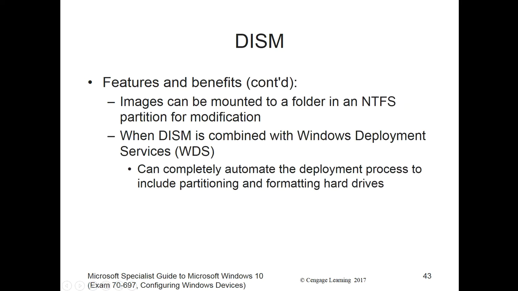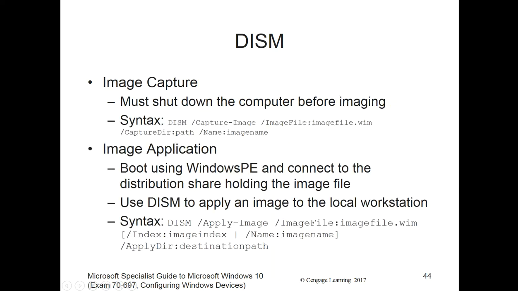Images can be mounted to a folder in an NTFS, or New Technology File System, partition for modification. When DISM is combined with Windows Deployment Services, you can completely automate the deployment process to include partitioning and formatting hard drives. With DISM image capture, it must shut down the computer before imaging.